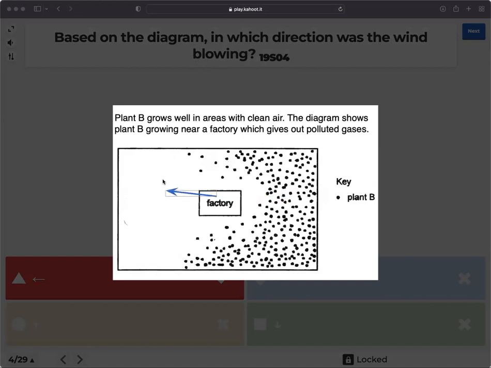Okay, so you need the wind to be blowing to the left. So that on the left side will be the not clean air. And then what is on the right will be left with the clean air. Okay, so for the 4 students that got this wrong, if you understand now, give me a yes reaction.